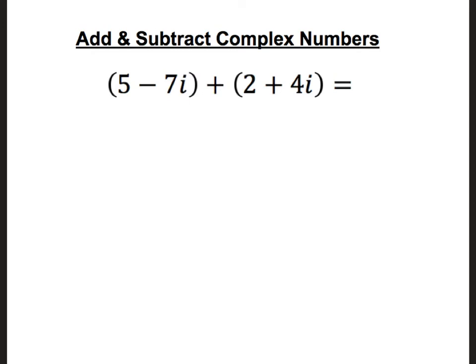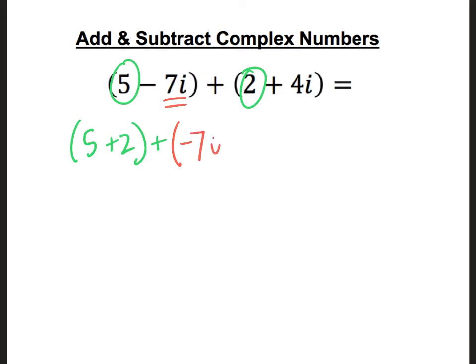So when you're adding complex numbers, you're really adding the things that look the same. So I'm going to start out by doing 5 plus 2, plus, and then we're doing negative 7i plus 4i. When I do that, 5 plus 2 gives me 7. For my i's, we're just adding the number out front. So we have negative 7 plus 4, which would give you a negative 3i. And that would be your final answer.